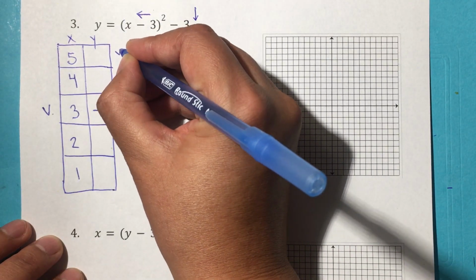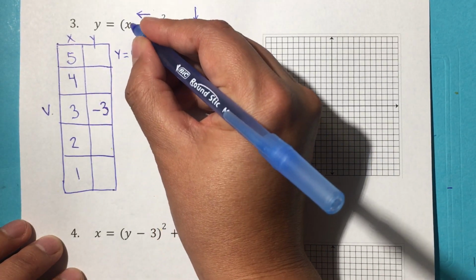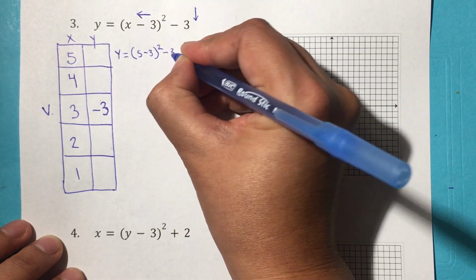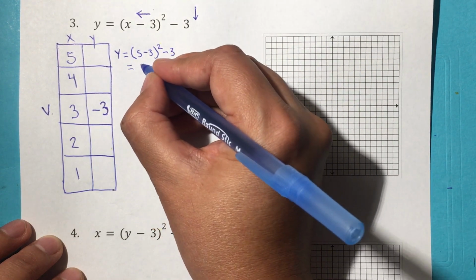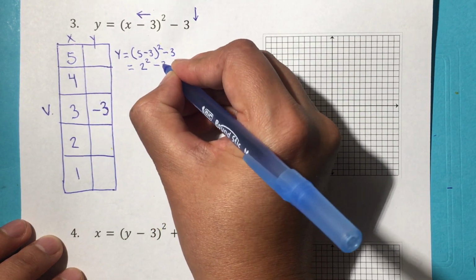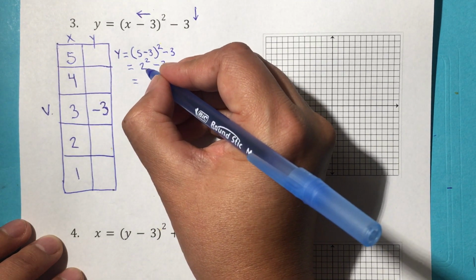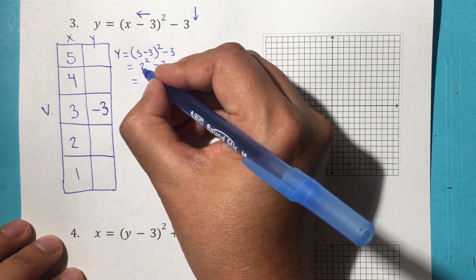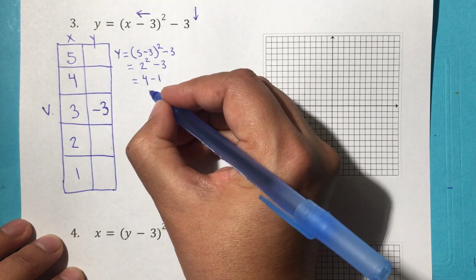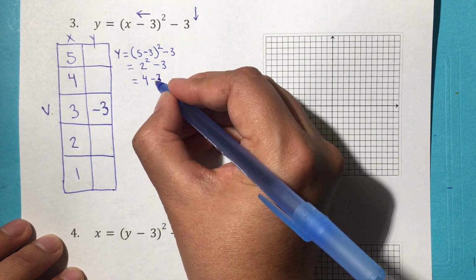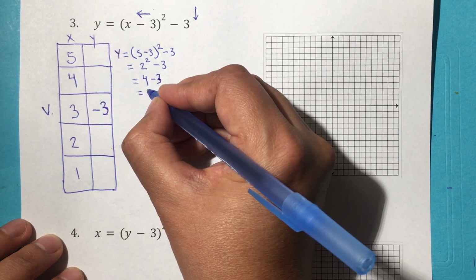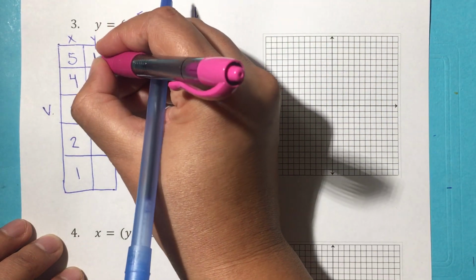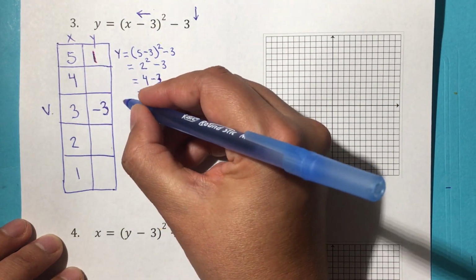Okay, so for 5, y is equal to, instead of x, we write 5 minus 3 squared minus 3. And that's 5 minus 3 is 2 squared minus 3. And we don't need the parentheses anymore because this is not a negative. And 2 squared means 2 times 2, which is 4 minus 3. And 4 minus 3 is 1. So that's my answer for y in there. Okay.